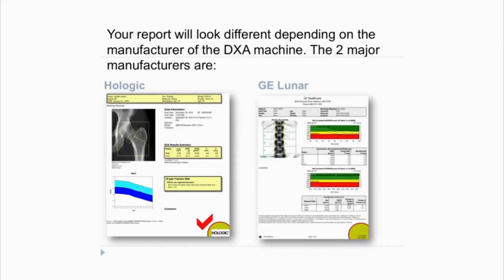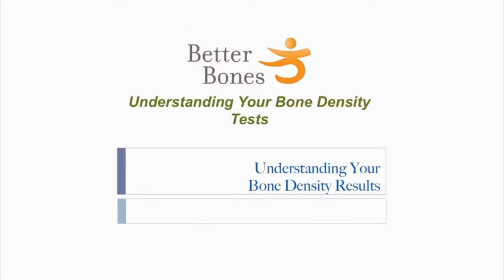So let's get to work looking at the bone density report. Your report will look different depending on the manufacturer of the DEXA machine. So to start out with, you should know that there's two types of machine. One is called the Hologic machine, you see it here, and the other one is the GE Lunar. So if you had your first bone density test on a Hologic, be sure to have your second on a Hologic. And the similar thing with the Lunar. Two different types of major bone density systems for testing.